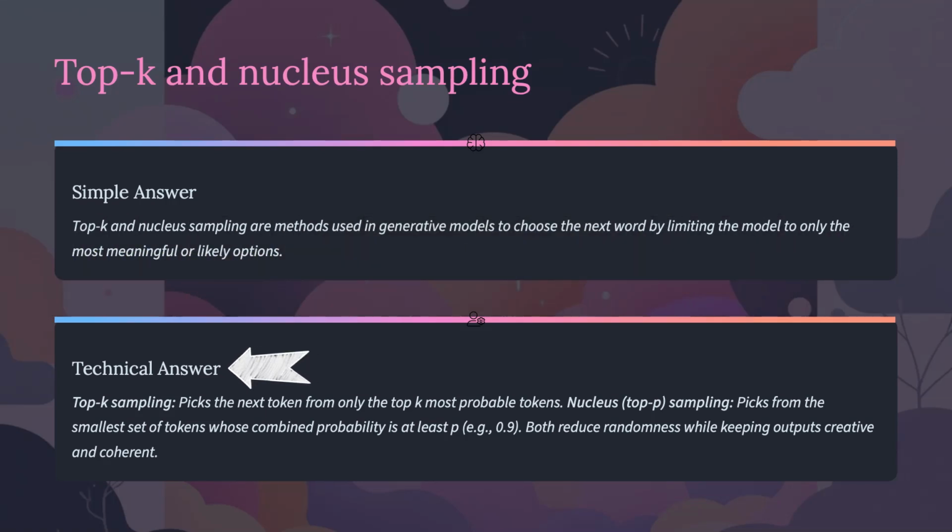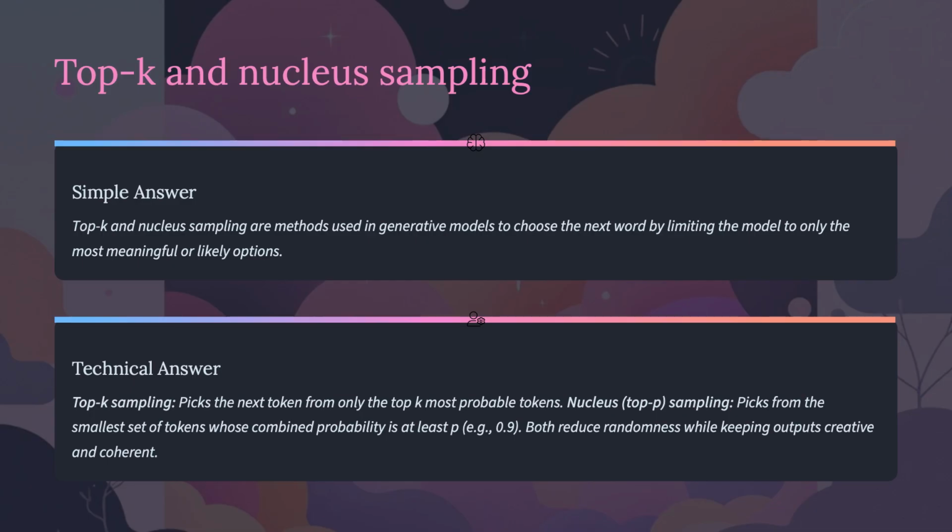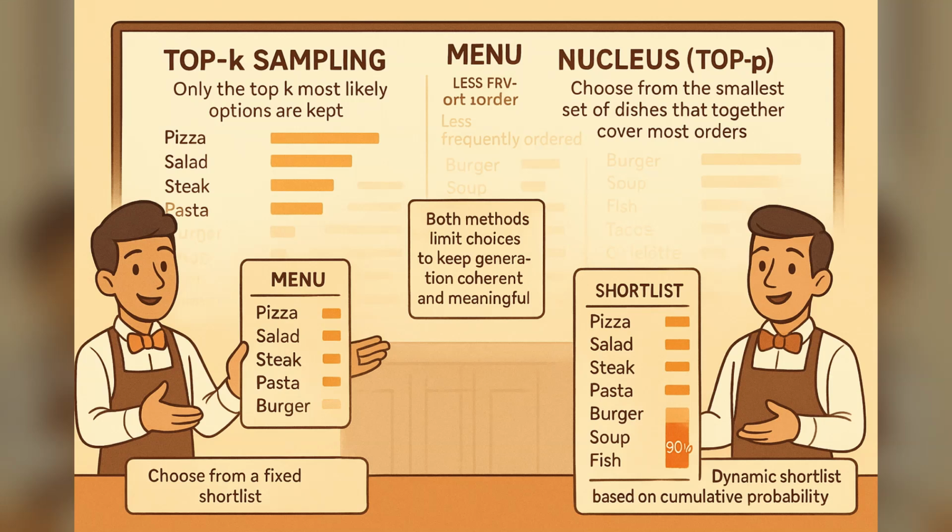Technically, top K sampling keeps only the K most probable tokens and selects from that fixed shortlist, while nucleus or top P sampling chooses from the smallest set of tokens whose combined probability reaches a threshold like 0.9. This keeps generation focused while still allowing variation. Think of a restaurant menu. Top K is like picking only from the top 5 best-selling dishes, while nucleus sampling is choosing from the most popular dishes until they cover most customer orders. Both methods keep the selection meaningful.